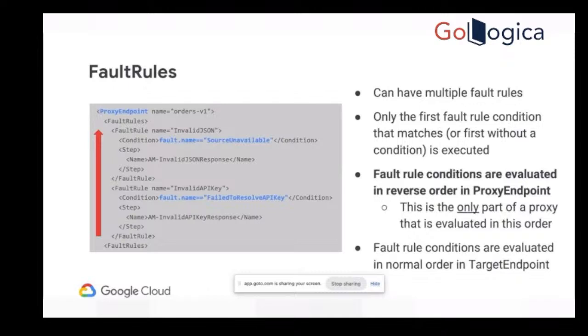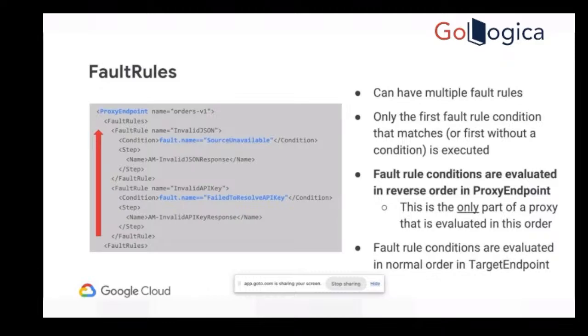If any kind of error comes, some fault.name will be automatically set, and we can put that fault.name in conditions. For example, fault.name ServiceUnavailable, FailedToResolveAPIKey, or InvalidAccessToken. There are predefined values for different kinds of errors, so we can put it there, and Apigee will then execute the fault rules one by one.